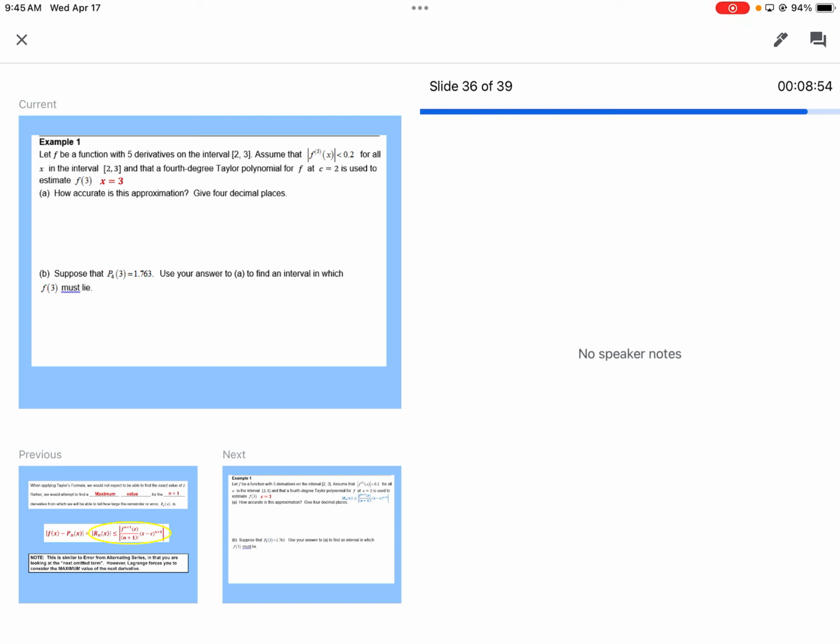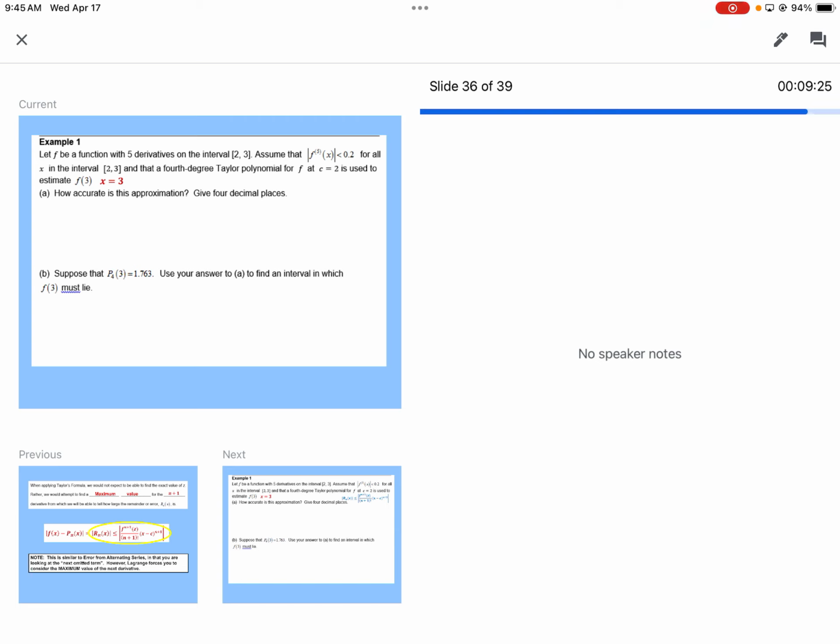All right, so pause right at this moment. We know that means the 5th derivative is less than 0.2. What is that telling me in terms of what we just talked about with Lagrange? That is the maximum value of the 5th derivative. So look, they're giving me in the problem the max value of the 5th derivative. If you can find that, that's huge. Okay, so that is our max value of our 5th derivative.